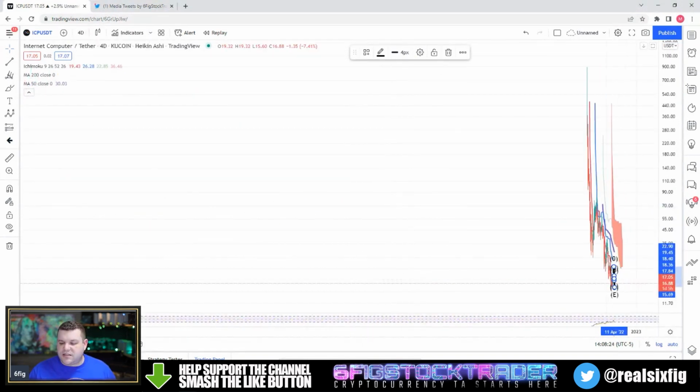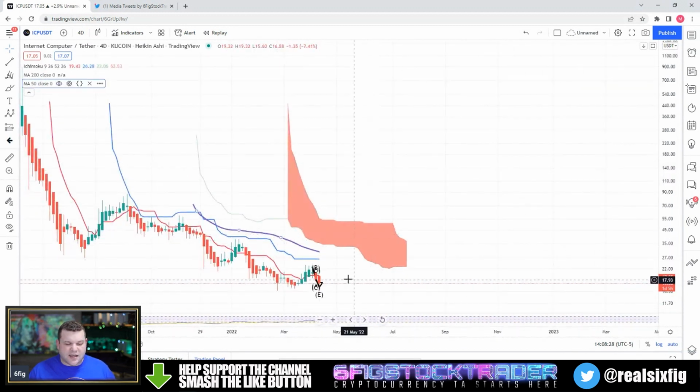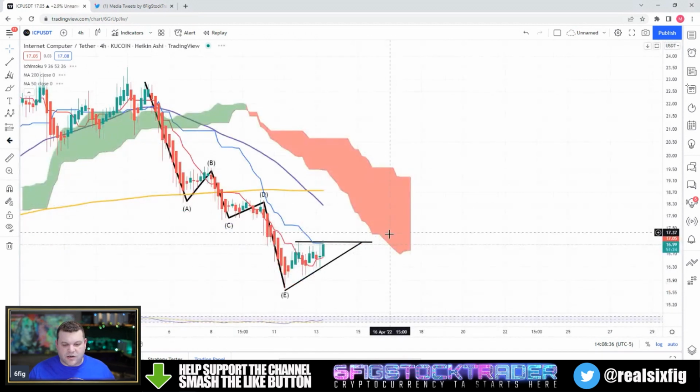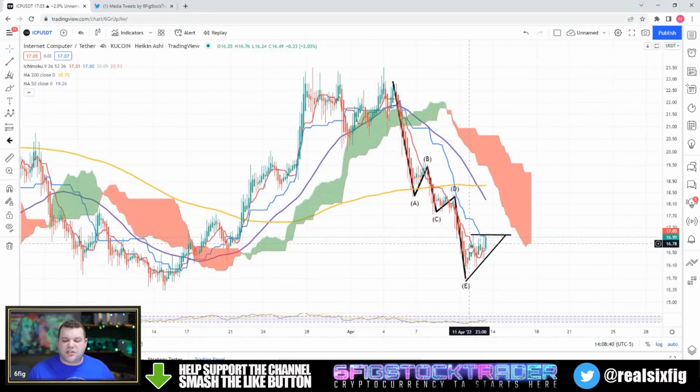I do think that as long as Bitcoin will stay somewhat solvent, there is a chance for Internet Computer here to really kind of take off. Let's just go ahead and look at the 4 hour chart. Didn't want to look at the 4 day there. And you can see price action is too far away from the Ichimoku cloud. I still do believe that we are too far away from the Ichimoku cloud.